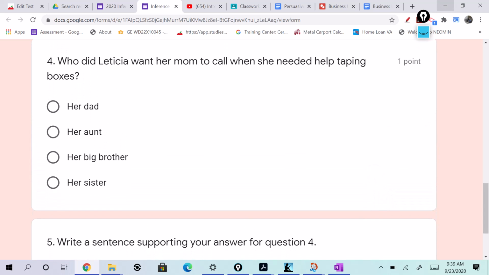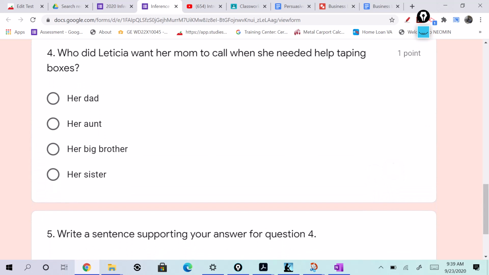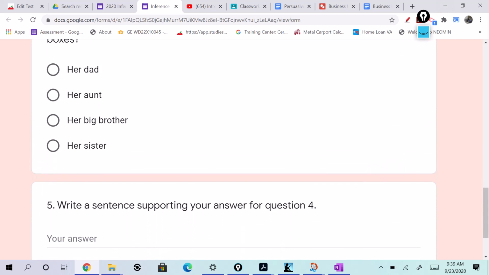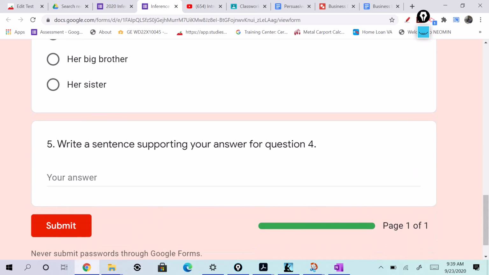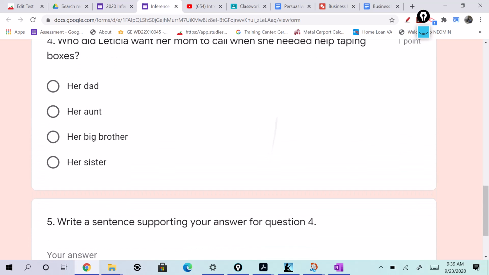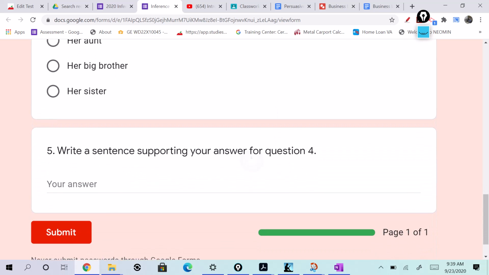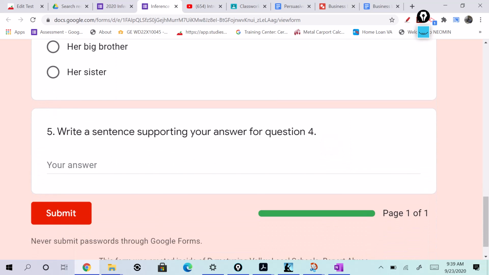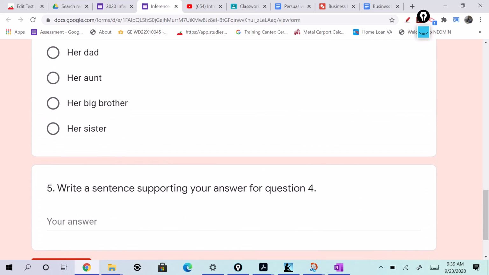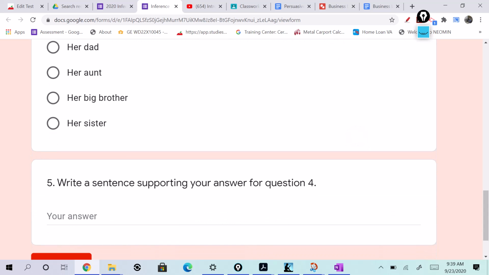All right? And then for this one, look. Dale, listen. Who did Letitia want her mom to call when she needed help taping boxes? You're going to give an answer. Her dad, her aunt, her big brother, her sister. Whatever answer you give, you're going to write a sentence supporting your answer for question 4. Here's question 4, right? Why did you say her dad, her aunt, her big brother, or her sister? You got to explain your answer here, okay? And it should be easy because you're writing that down in your reading workshop notebook.